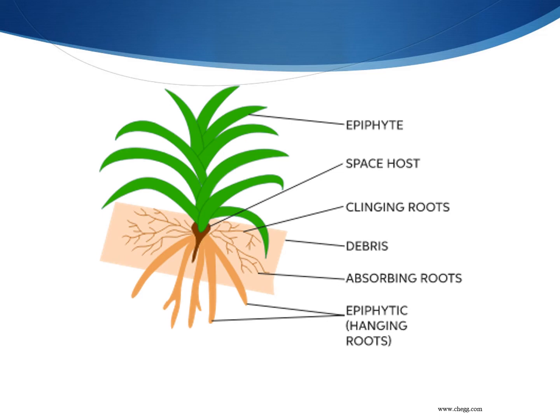So in this slide, we see an epiphyte that grows on the host tree. It has the presence of epiphytic or hanging roots. So these epiphytic roots have velamen tissue that absorbs moisture from the surroundings.